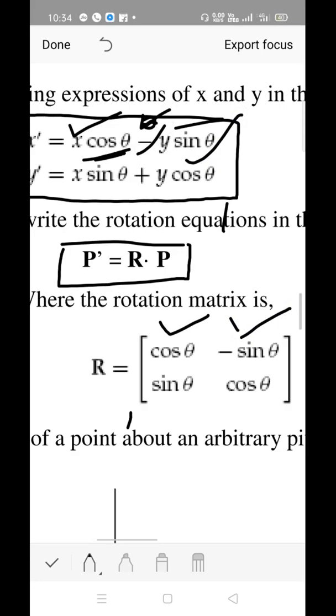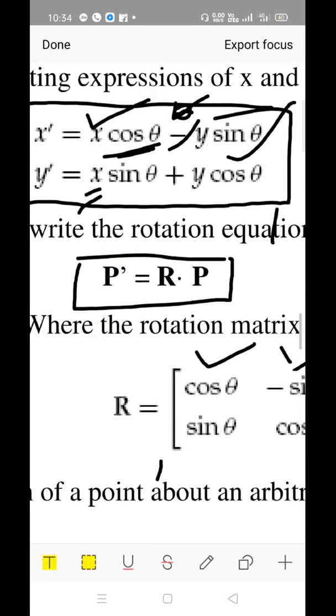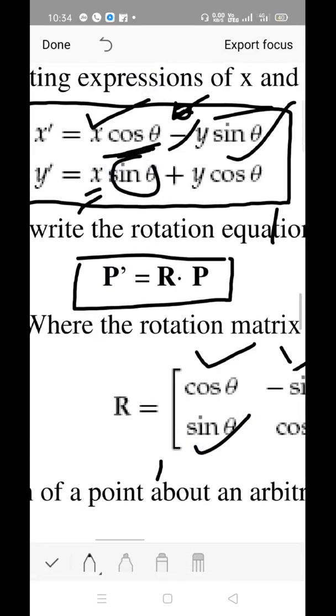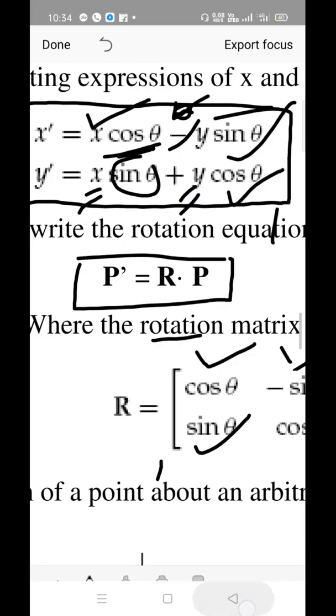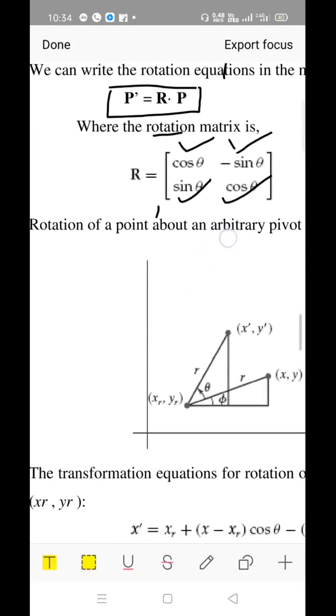The first row represents the x dash value, and the second row should represent the y dash value in the same way. For y dash, what is the coefficient of x? Coefficient of x is sin theta, write that over here. And what is the coefficient of y? Check, the coefficient of y is cos theta, and it is written over here. Fine.